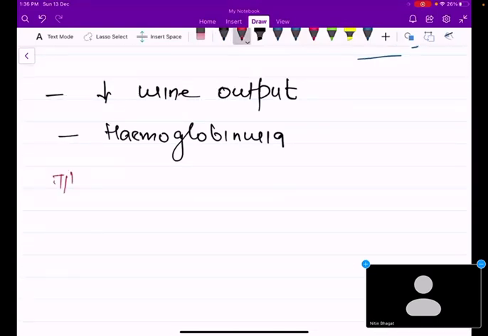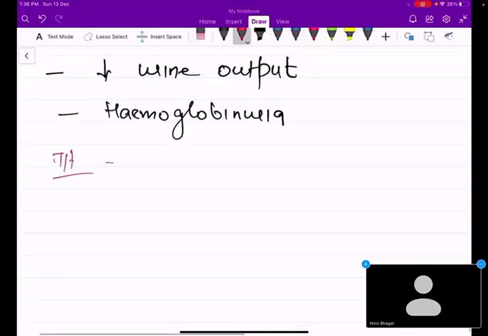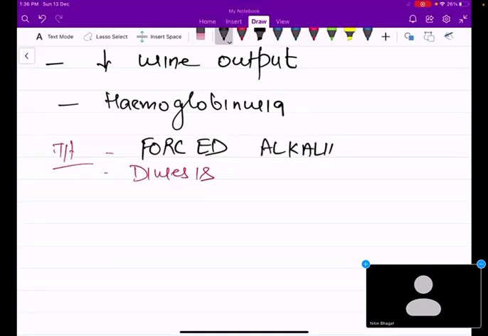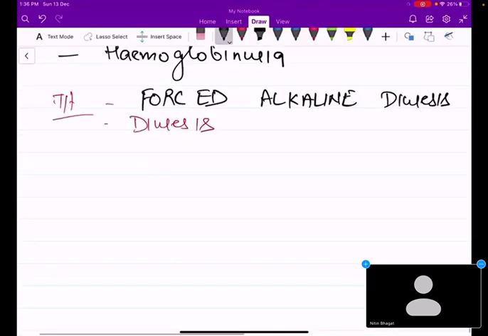Last thing, but last 1 or 2 lines of the lecture. The treatment is by diuresis. What kind of diuresis? We do forced alkaline diuresis. That means we produce a large amount of urine so that the clump can be diluted.